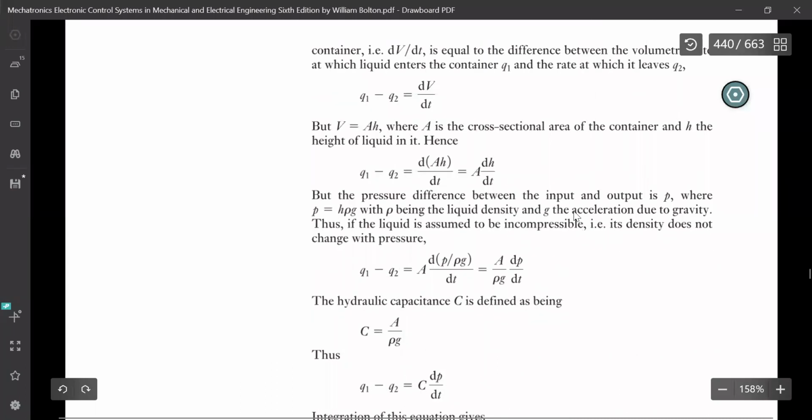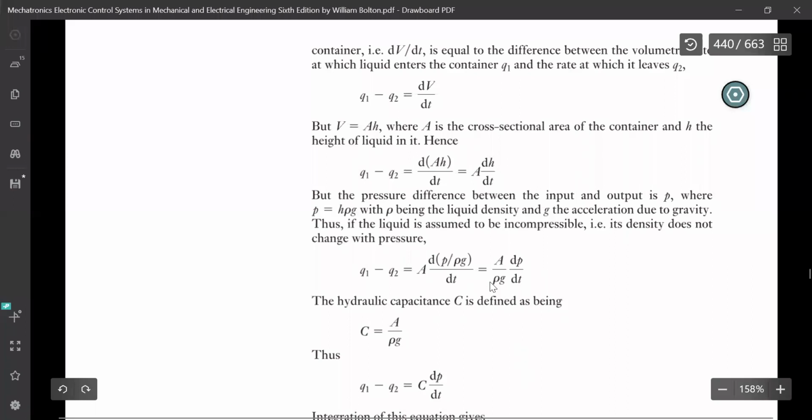But the pressure difference between the input and output is P, where P is equal to h rho g, which you already know. Pressure is always equal to h rho g, where rho is the liquid density and g is the acceleration due to gravity. So we can replace h with P by rho g. Taking rho and g as constants, out of the differentiation, A by rho g into dP by dt is equal to the rate of discharge of the liquid, Q1 minus Q2.